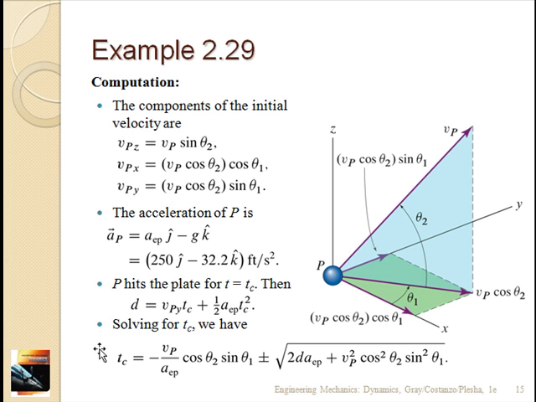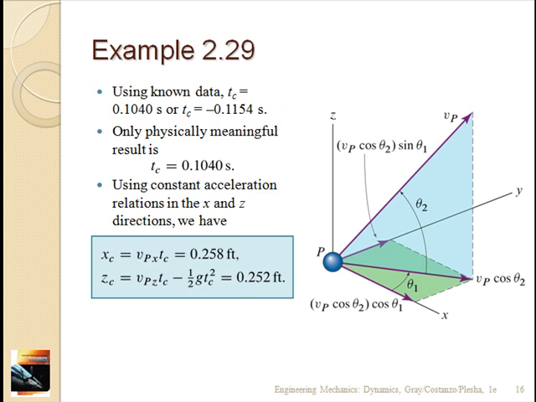So we crunch through the numbers and we get a quadratic equation for Tc, and we solve that quadratic and we get two solutions. The first one gives us Tc is negative. Well, we know that's not what the answer we're looking for is. So we find the one positive solution, which turns out to be 0.104 seconds. So it takes a tenth of a second for the particle to hit that plate.